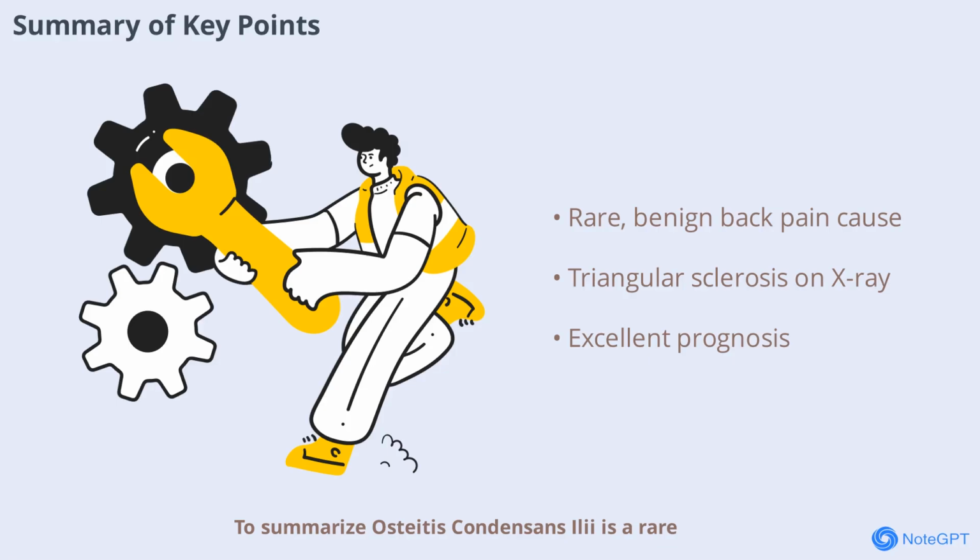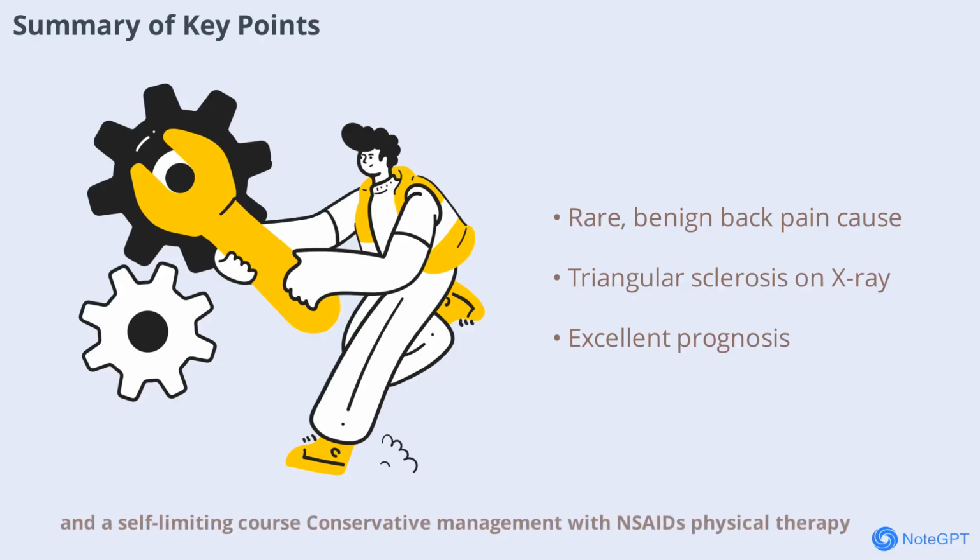To summarize, osteitis condensans ilii is a rare, benign cause of chronic lower back pain, most commonly affecting women after childbirth. It is characterized by triangular sclerosis on the iliac side of the sacroiliac joint, normal laboratory findings, and a self-limiting course. Conservative management with NSAIDs, physical therapy, and reassurance is usually effective, and the prognosis is excellent.